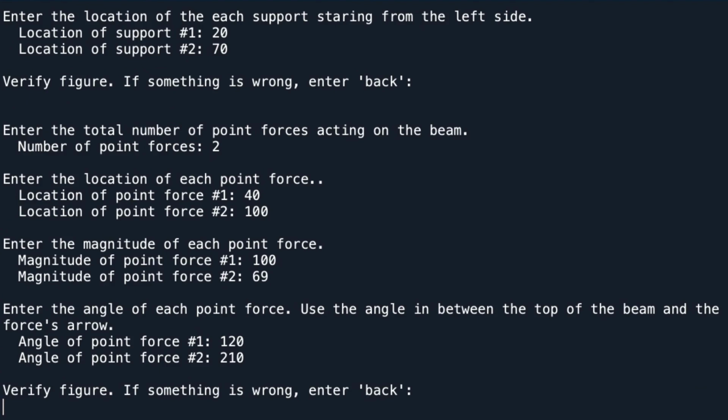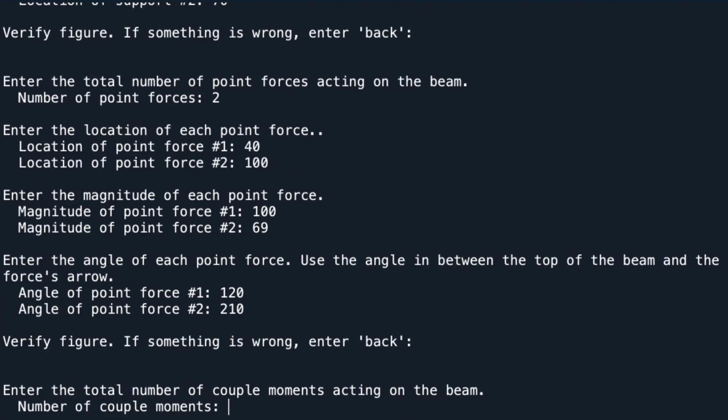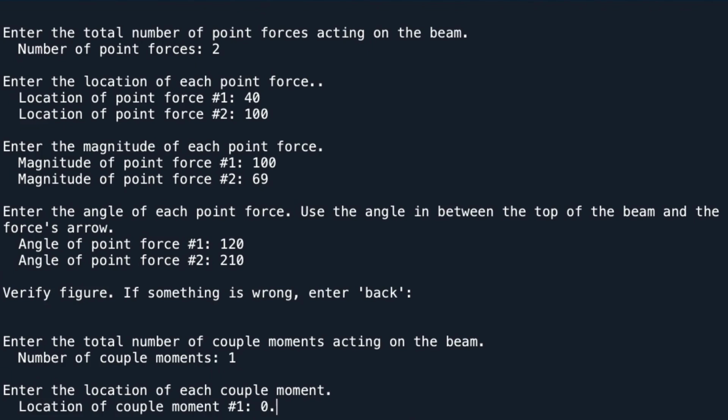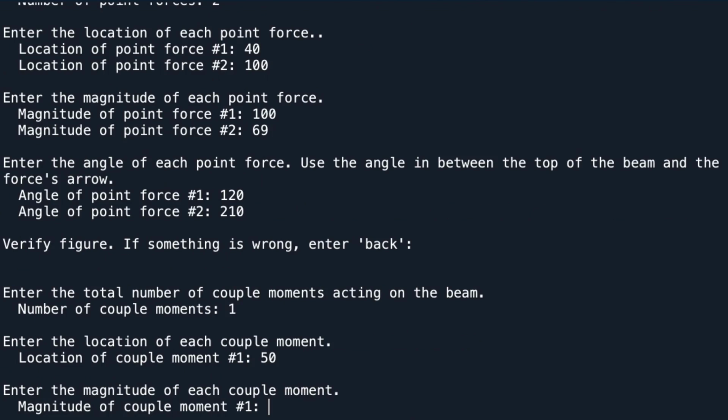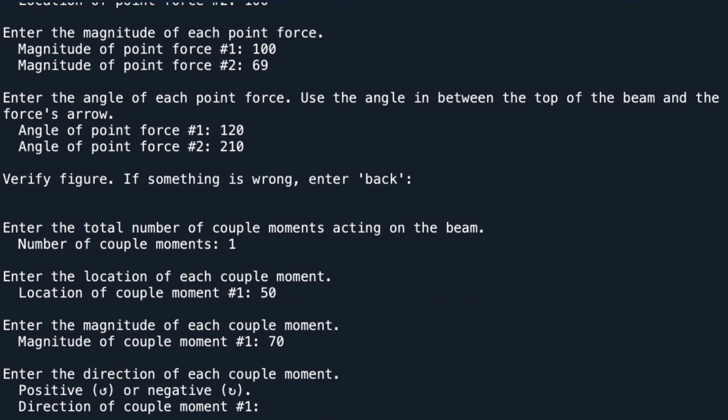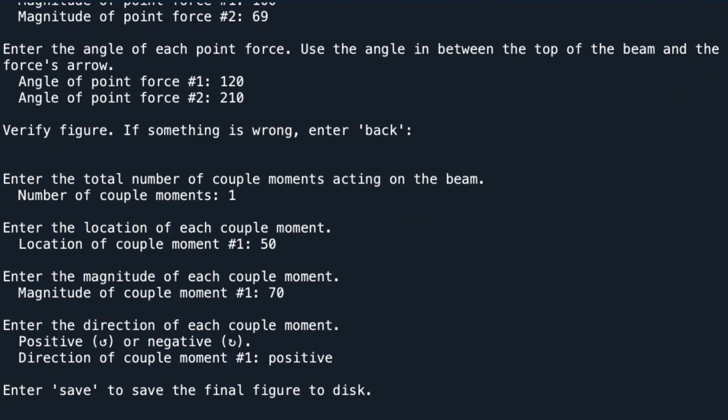The final phase of the program prompts the user to enter the total number of couple moments acting on the beam, along with their magnitudes and directions. With this information, the program draws accurate circles with arrows corresponding to the correct sign convention. At this point, all data input is completed. The program asks the user once more to confirm the validity of entered data. Then, the user is given the option to save an image file of the bending moment diagram to their local disk.